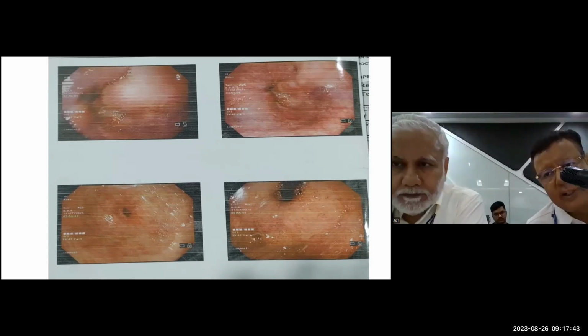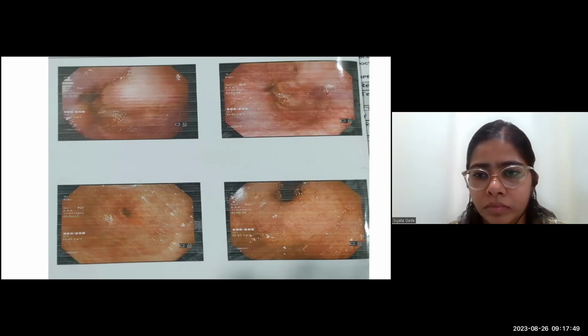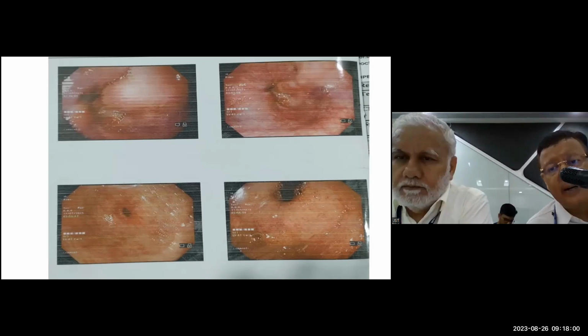Before surgery, any more investigation? You have got a CT scan done, endoscopy done, biopsy done. We'll do a baseline PET scan. And secondly, we will do MSI. So you have done a PET scan.